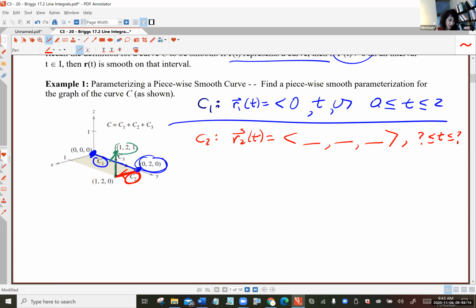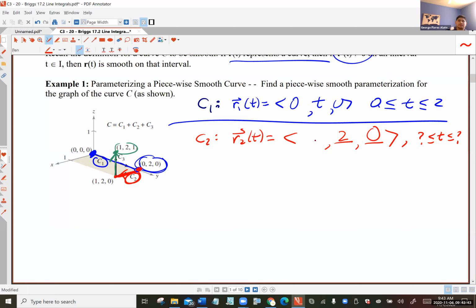So I'm noticing here that if I start at 0, 2, 0 and I end at 1, 2, 0, it looks like the y and z coordinates never change while I'm on that straight line. Y is constantly a 2. Z is constantly a 0. The only guy who's changing or varying is the x. So guess what I'm going to let x be here?